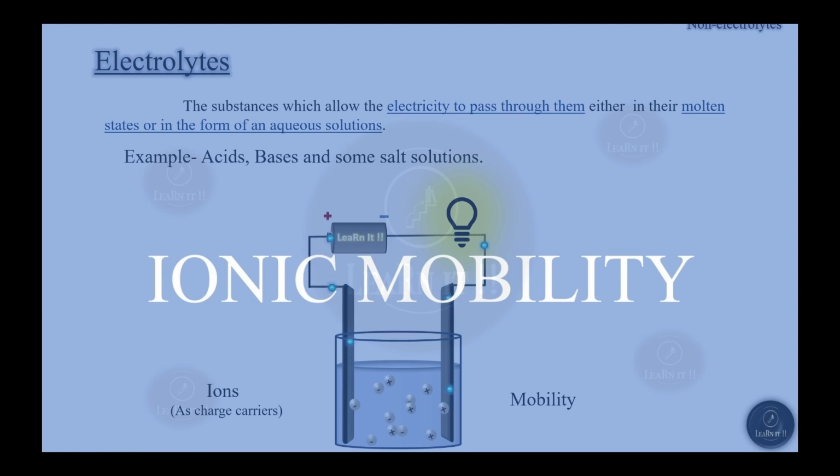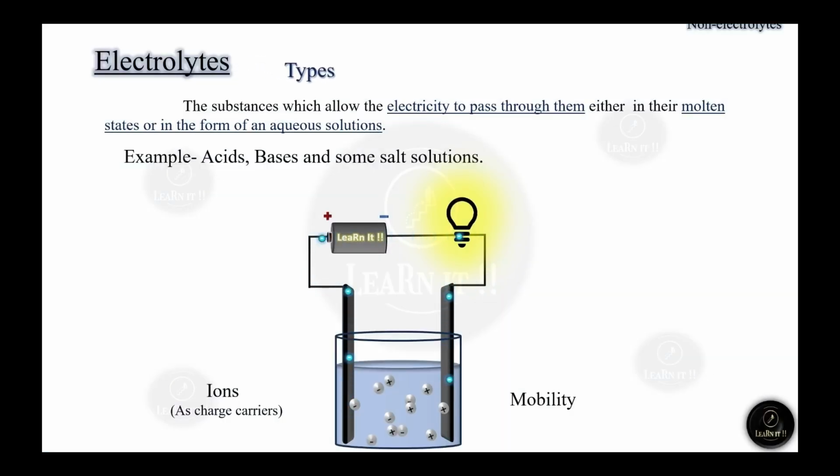So with respect to electrolytes, ionic mobility is an important concept. It consists of the presence of ions, and second, migration of ions. Let's look at the types of electrolytes.